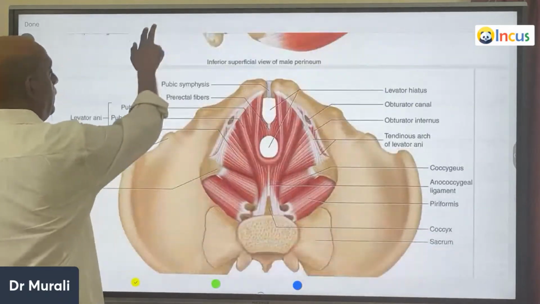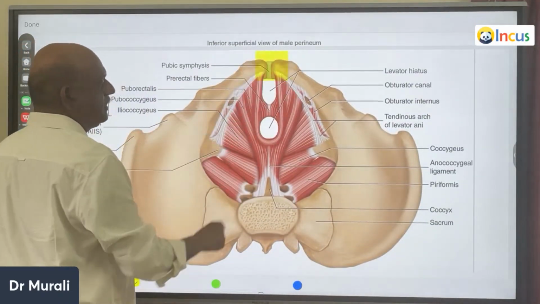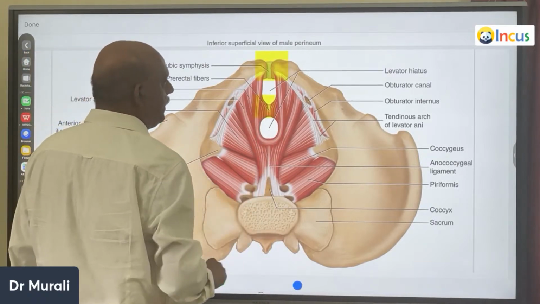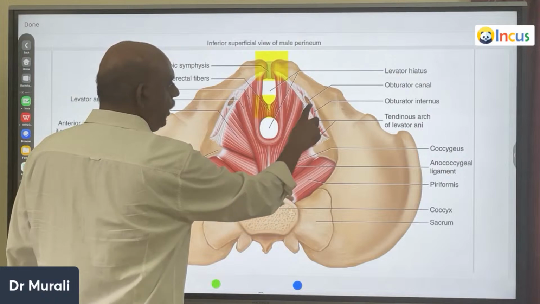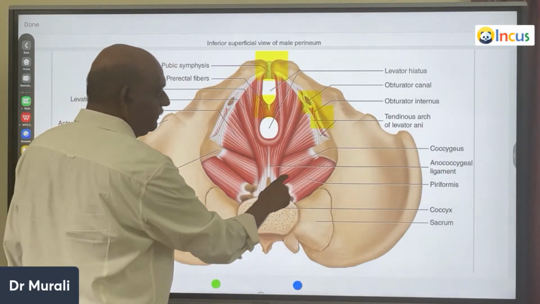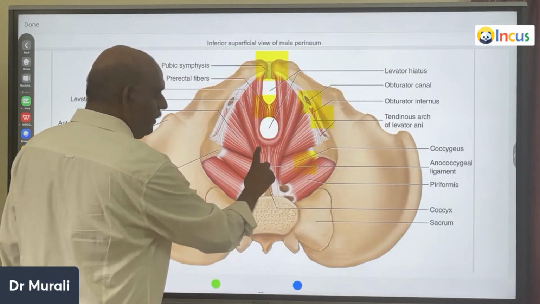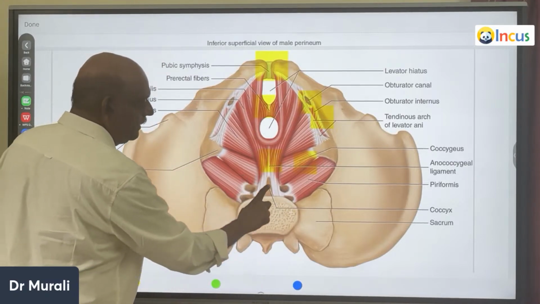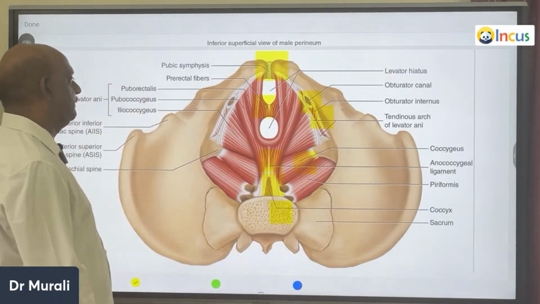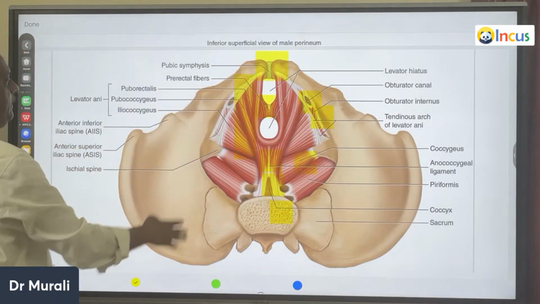So, doctor, one more look for you. You can see this is the pubic symphysis. These are the puborectal fibers, and you can see the obturator internus, obturator canal. Then this is the coccygeus, and we have the anococcygeal membrane. You can see the coccyx and the sacrum. And here you have the levator ani group of muscles.